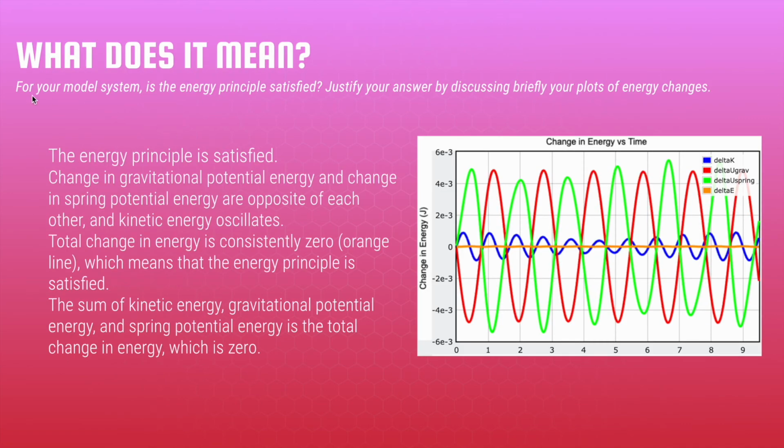So, what does it mean? For your model system, is the energy principle satisfied? Justify your answer by discussing briefly your plots of energy changes. So, yes, the energy principle is satisfied. The change in gravitational potential energy and change in spring potential energy are opposite of each other, and the kinetic energy oscillates, as shown in this graph. The total change in energy is consistently 0, which is the orange line, which means that the energy principle is satisfied. The sum of kinetic energy, gravitational potential energy, and spring potential energy are the total change in energy, which is 0.